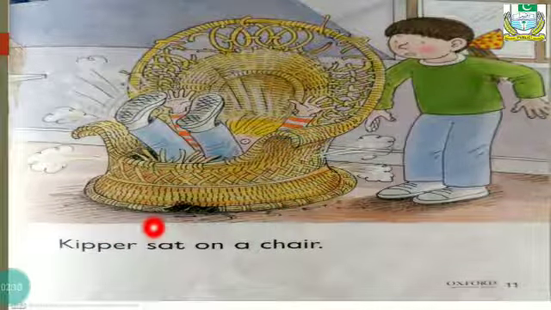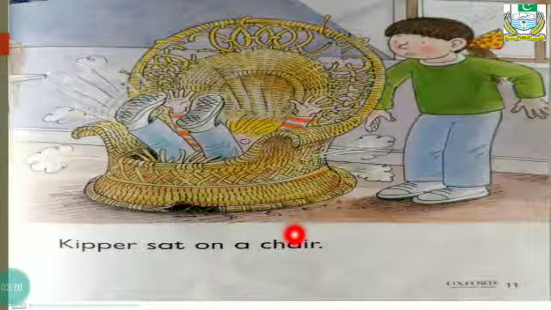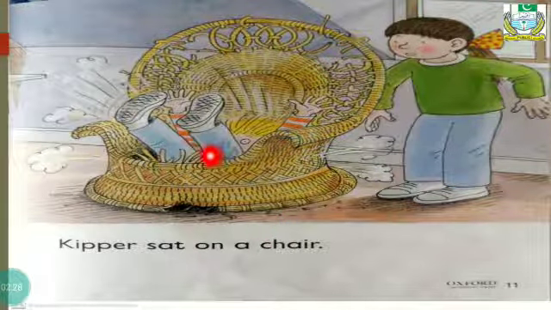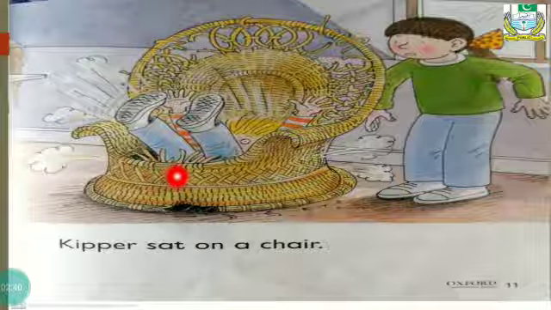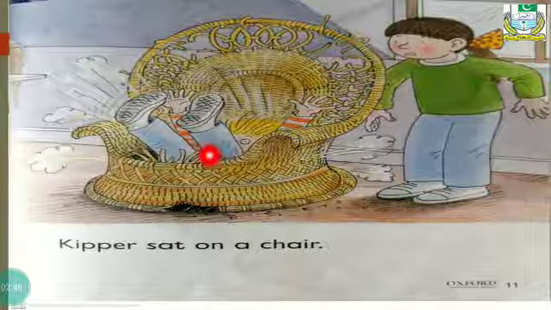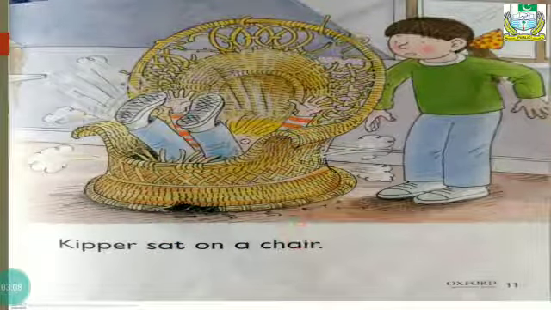Okay, the verb is sat, so we are going to circle sat and highlight chair. Okay, Kipper sat on a chair. Here we can see Kipper sat on a chair and Biff is standing next to the chair. But the chair is broken and Kipper slips inside the chair. And Biff is standing in amazement, looking at what Kipper is trying to do. The verb is sat and our new vocabulary is chair.